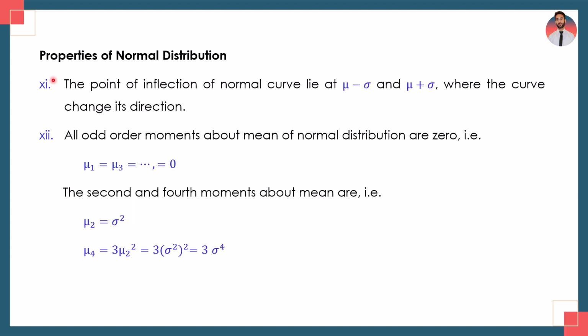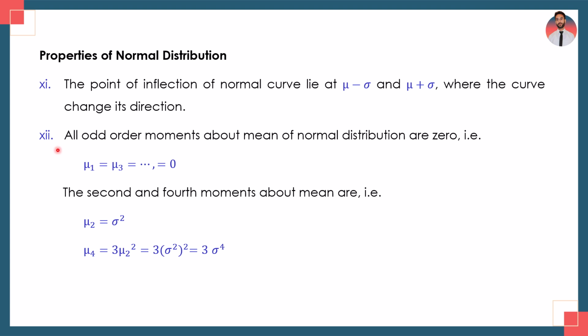In the 11th property of the normal distribution, the 2 points of inflection of the normal curve lie at mu minus sigma and mu plus sigma, where the curve changes its direction. Both points of inflection lie within the 1 sigma limits. One point lies to the left of the mean, at mu minus sigma, and one point lies to the right of the mean, at mu plus sigma.